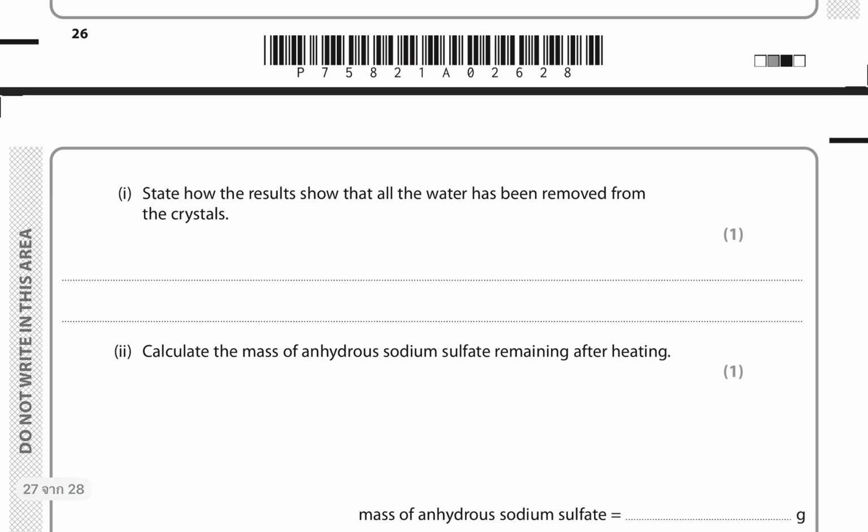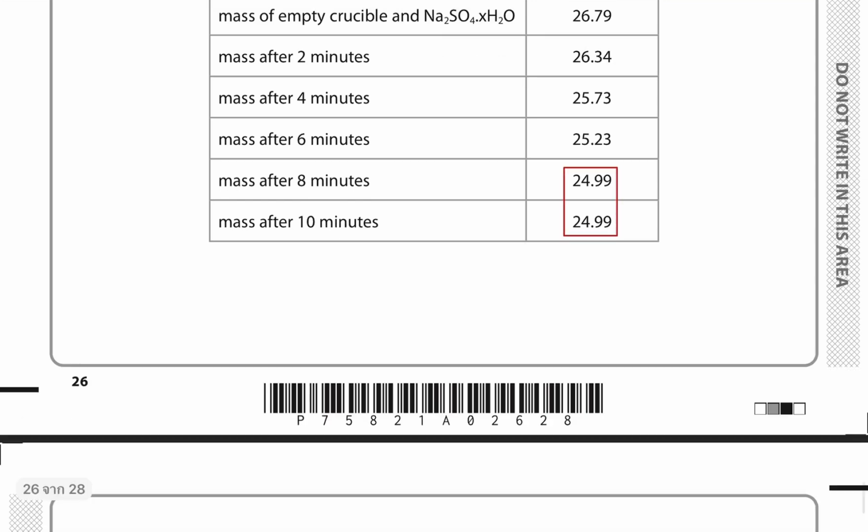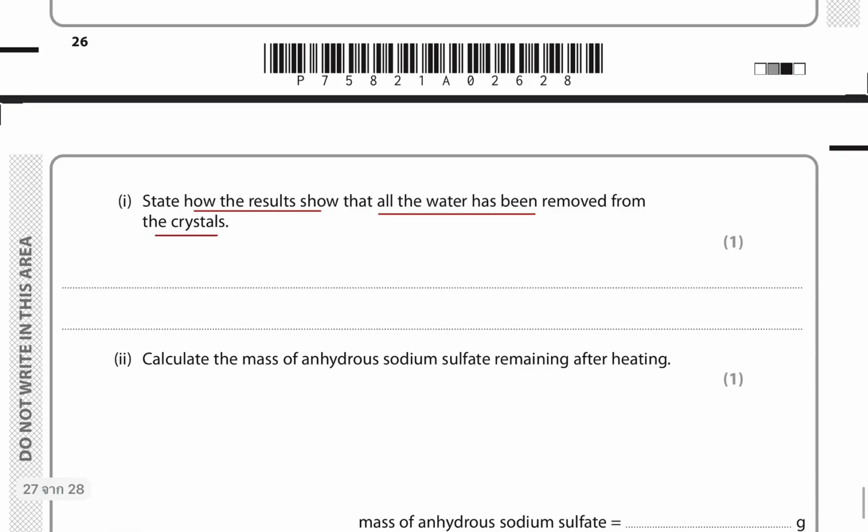So question I, state how the results show that all the water has been removed from the crystals. So you can see that the mass after 8 minutes and 10 minutes are constant. Okay, so the last two results are constant, or you can say are the same.